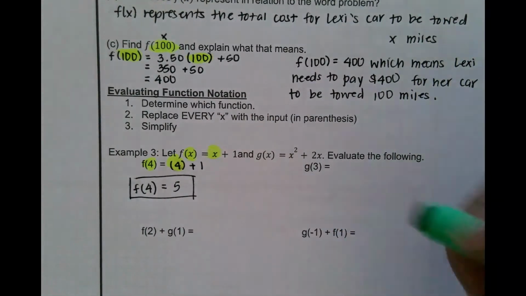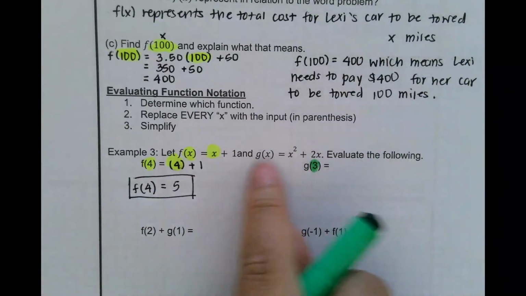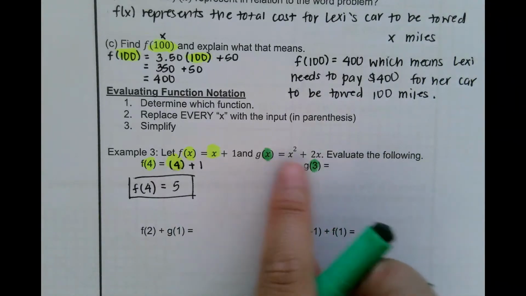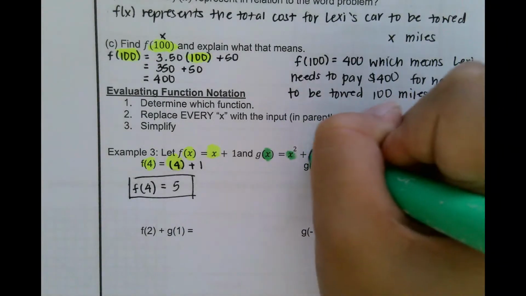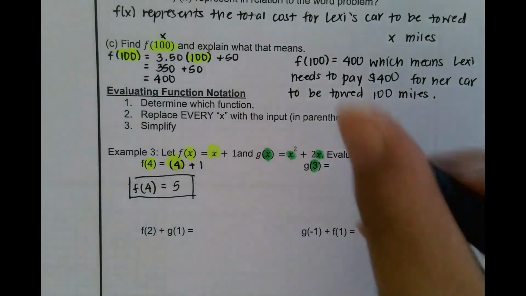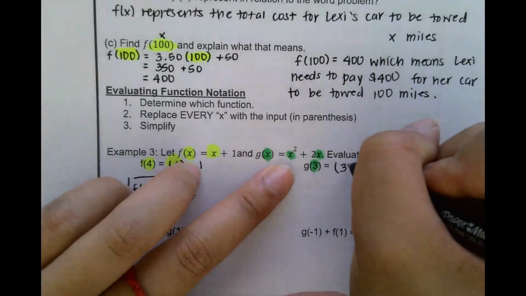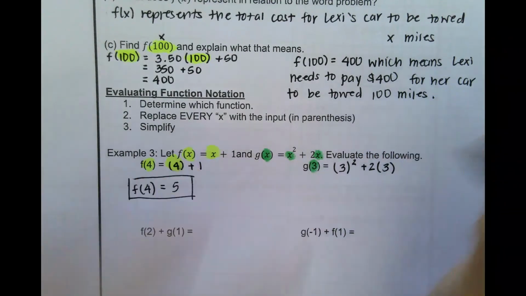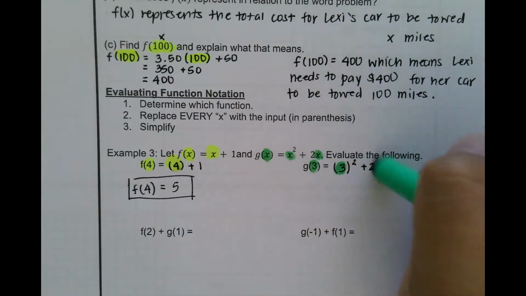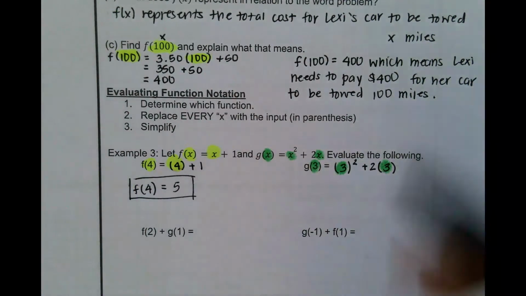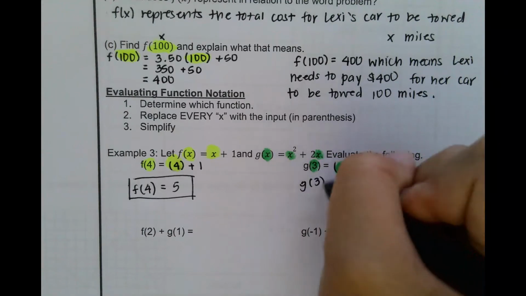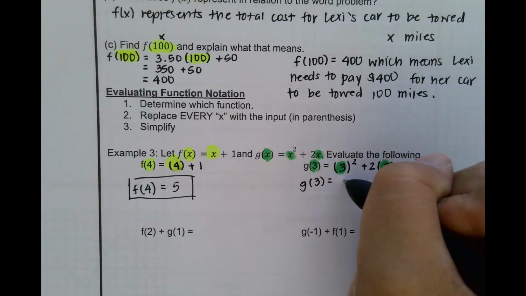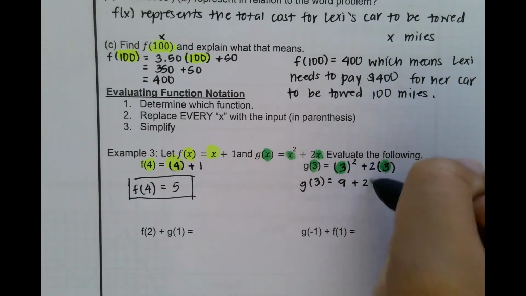What about this one? This one is g of 3. I want the g function, and wherever 3 replaced the x, I'm going to replace these x's with that 3. So instead of the x, I'm going to put 3 squared plus 2, and then instead of the x, I'm going to replace it with a 3. After that is order of operations. For g of 3, I'm not doing anything to it. 3 squared, exponents come before multiplication, so 3 squared is 9, plus 2 times 3.